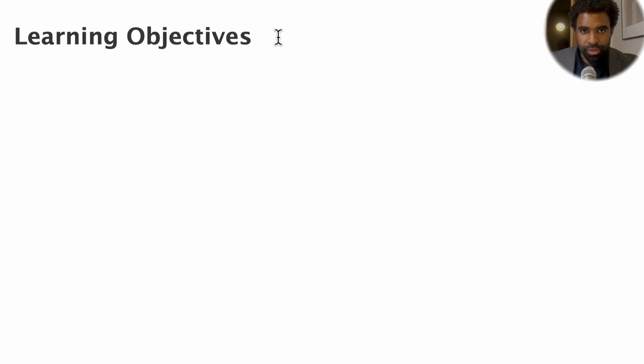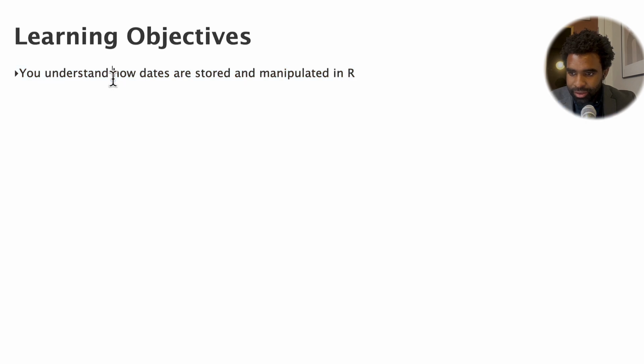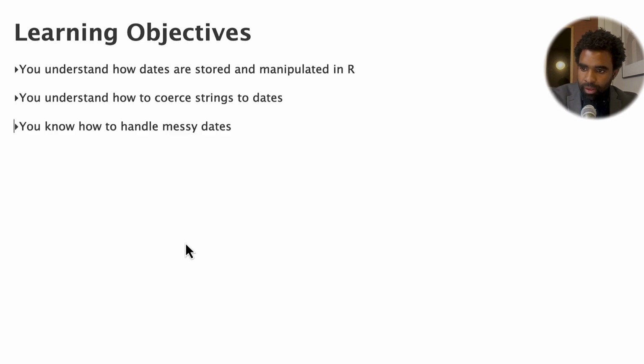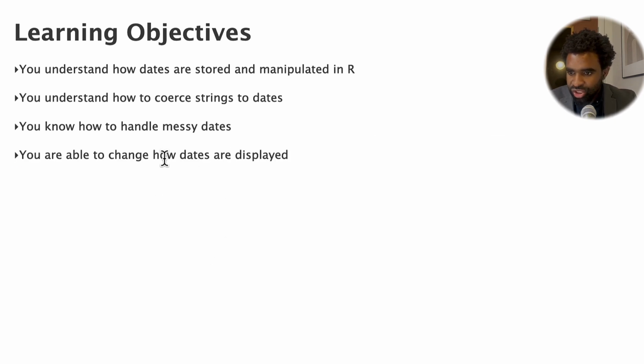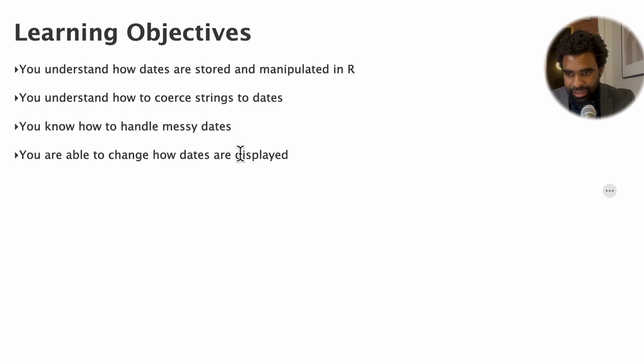And that actually brings us to the end of our lesson. Let's take a quick look at the learning objectives and see if you've understood all of these. Our first hope is that you can understand how dates are stored and manipulated in R. Hopefully you now understand that. Secondly, you should understand how to coerce strings to dates using the as.Date function and the lubridate functions. Thirdly, you should know how to handle different messy dates using the parse_date_time function. And lastly, you should know how to change how dates are displayed using the format function. And through all of those, you should also remember the symbols required for different date components.